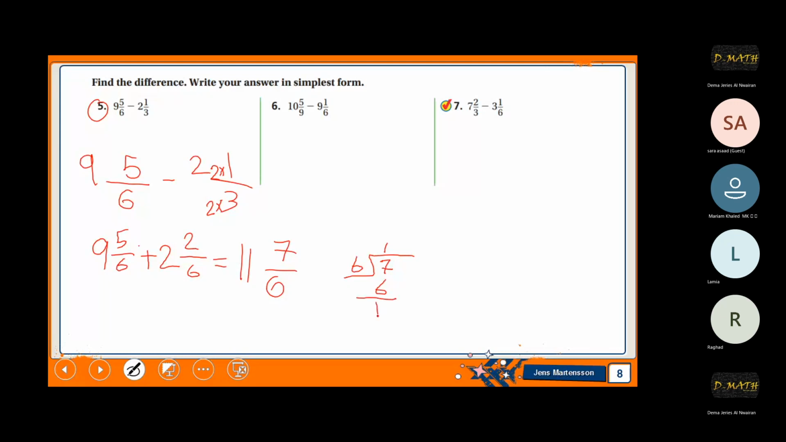Bravo. So how you write 7 over 6 now? 1. The quotient outside. 1 and remainder up. So 1 and 1 over 6. And here what do we have? Plus what? Plus the 11. So then you will add the whole numbers. 11 plus 1 is 12 and 1 over 6. Thank you so much.